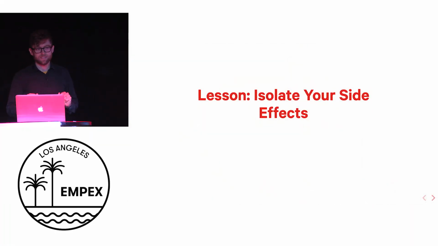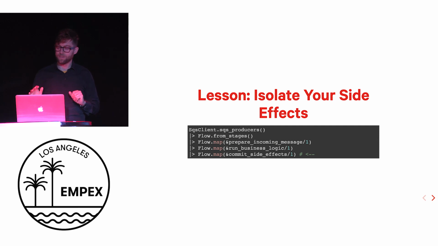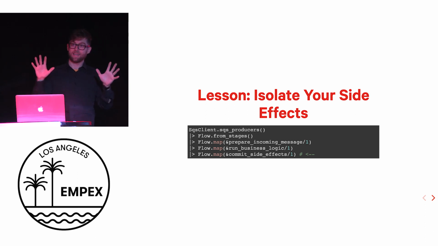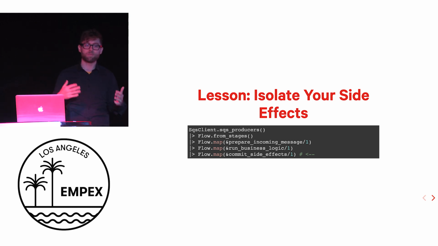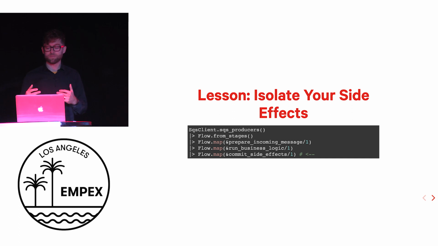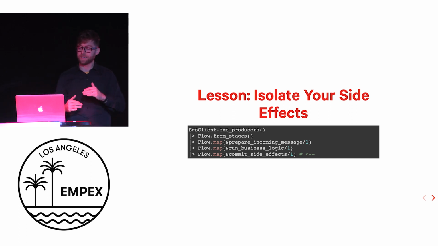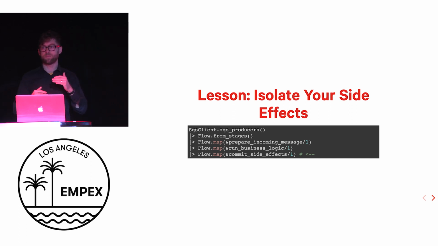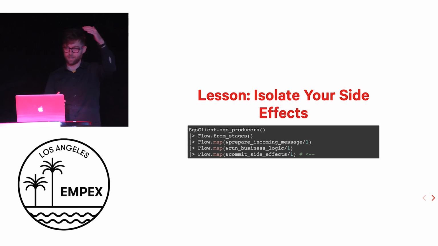However, the thing that keeps this manageable in practice is our next lesson. Isolate your side effects. If you notice the flow from earlier, the last step before batching and acking was to commit side effects. The reason for this is pretty simple. Side effects are mutations. Mutations in Elixir. And if something goes wrong during a mutation, we want to be able to roll it back. So in the spirit of keeping our flow simple, we batch all the side effects together so that it's easier to figure out what the rollback process should be. We don't have to think back through all the modules that this message could have gone through.